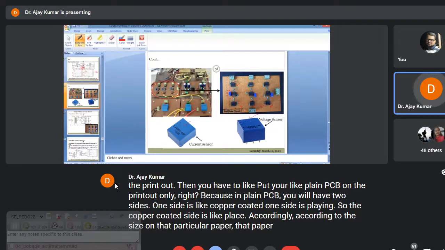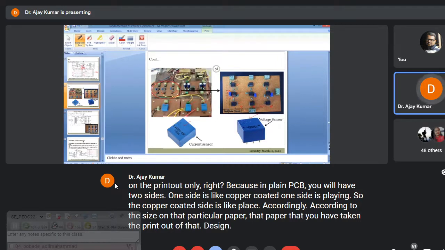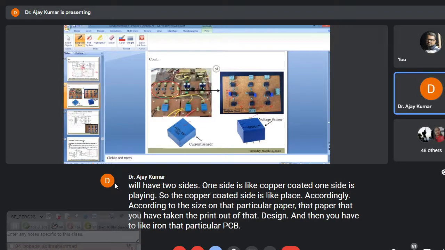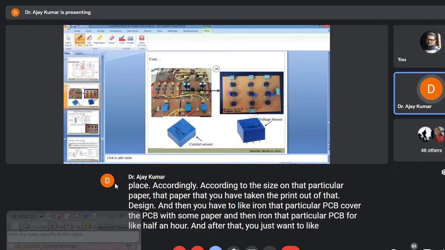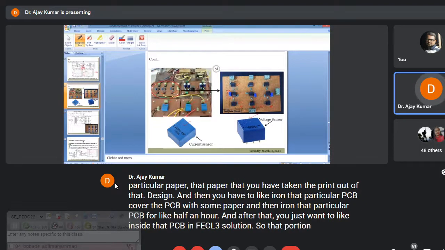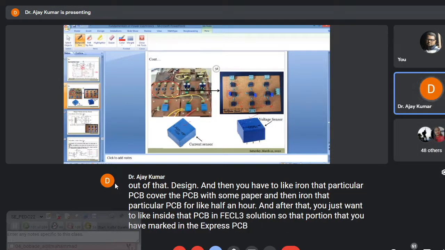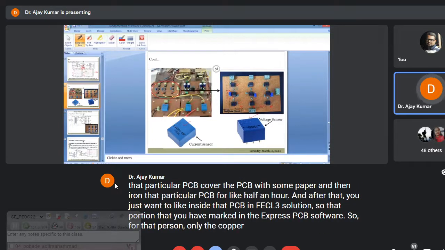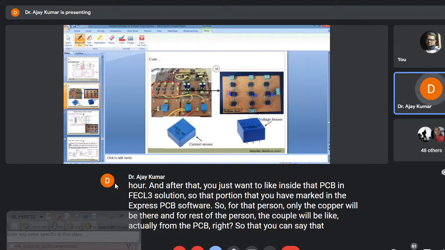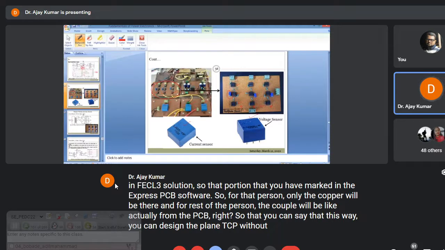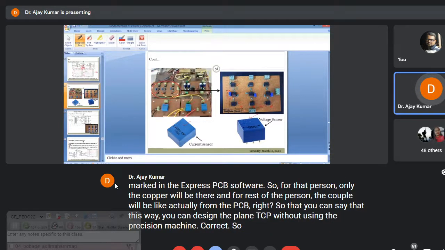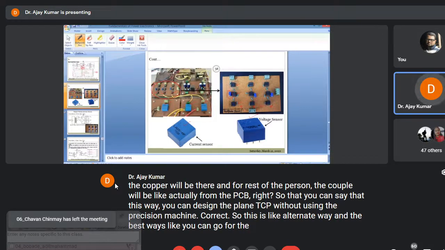That paper that you have taken the printout of that design, and then you have to iron that particular PCB, covering the PCB with some paper, for around half an hour. And after that, you insert that PCB in FeCl3 solution so that the portion that you have marked in the Express PCB software will keep the copper, and for the rest of the portion the copper will be etched from the PCB. So this way you can design the plain PCB without using the PCB machine. Correct. So this is an alternate way, and the best way is that you can go for the dotted PCB. That is also a best way.